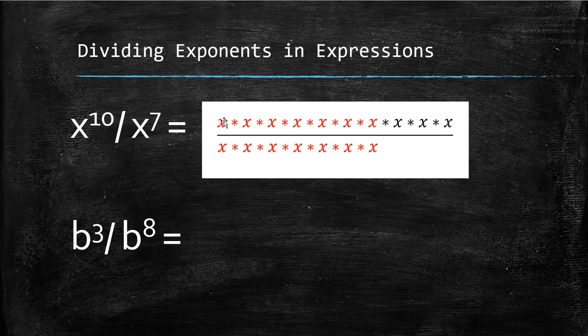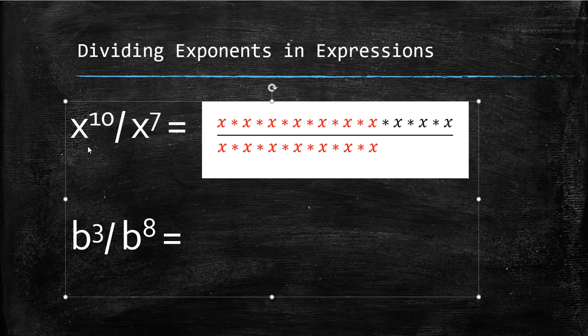on the top of this fraction, we have 10 x's, and on the bottom, we have 7. And every time we see an x over an x, they're going to cancel. So I've shown here in red all those x's that are going to cancel. 7 of them are going to cancel. And if 7 of those x's cancel out, what we're going to be left with is these 3 x's at the end. And so our final answer when we have x to the 10th divided by x to the 7th is simply x to the 3rd power.